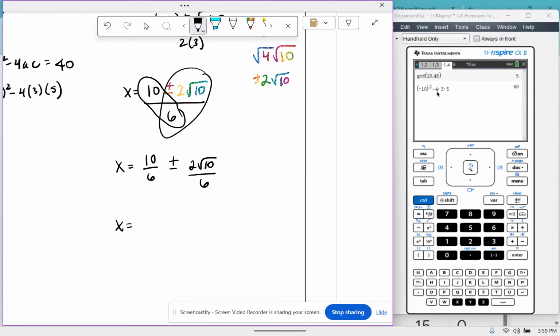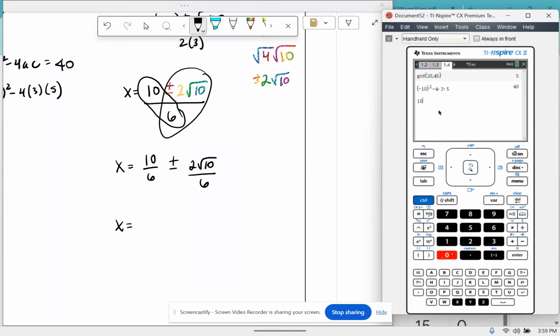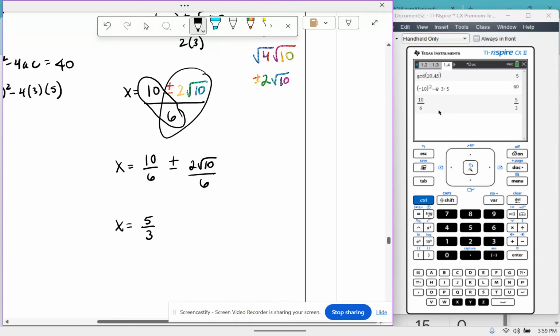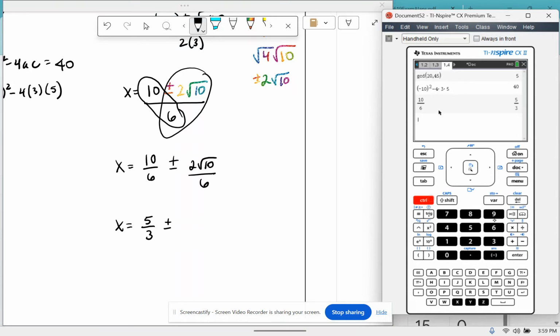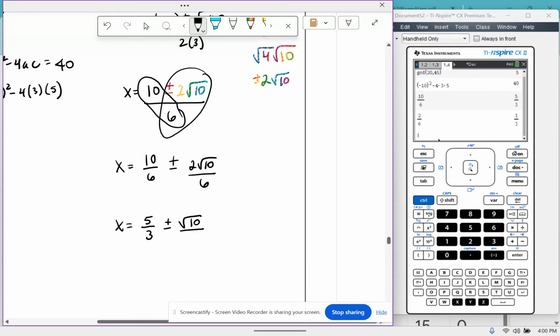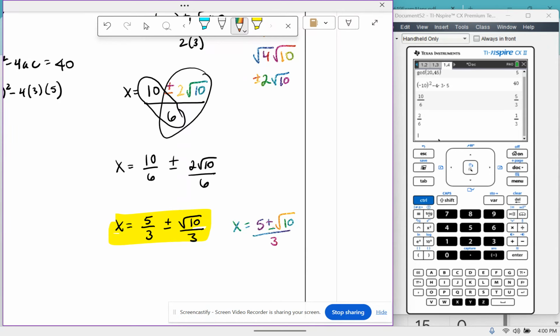So let's type each one of these into our calculator and see if they reduce. 10 over 6 reduces to 5 over 3. And remember, I'm not typing in the radical, I'm just typing in the coefficients to see if they reduce. So I'm typing in 2 over 6 and I get 1/3. And then that is my answer. You also could have got an answer that looked like this, and that is totally fine. Both are okay.